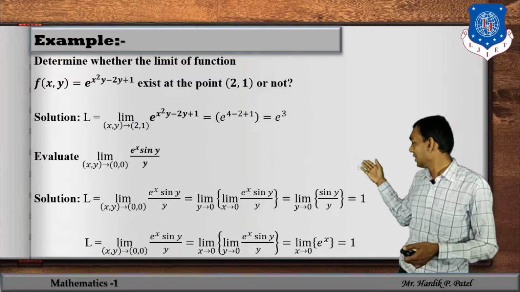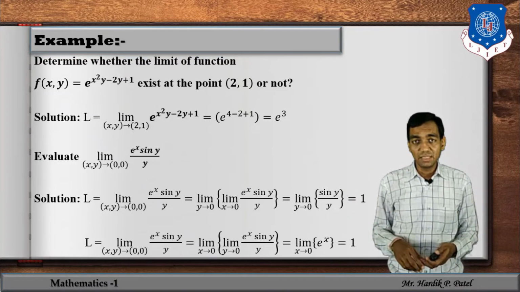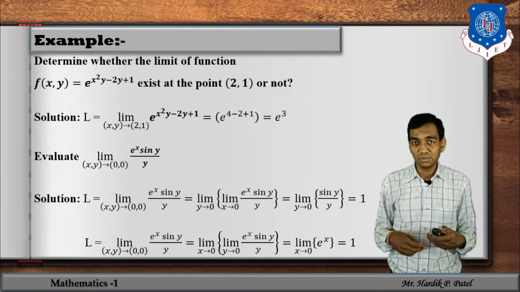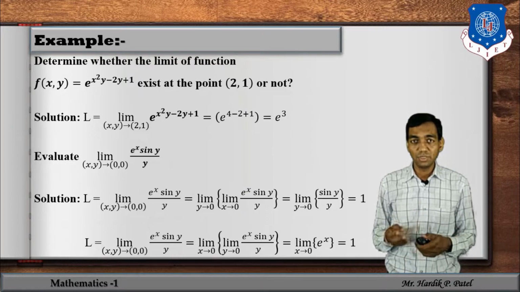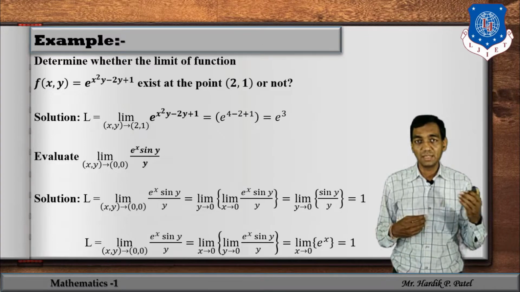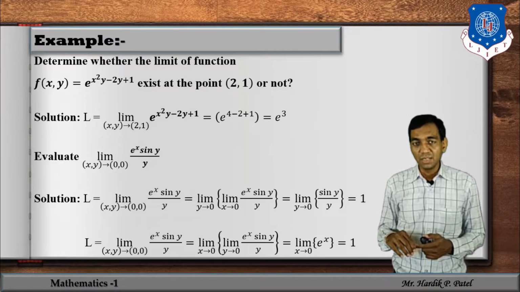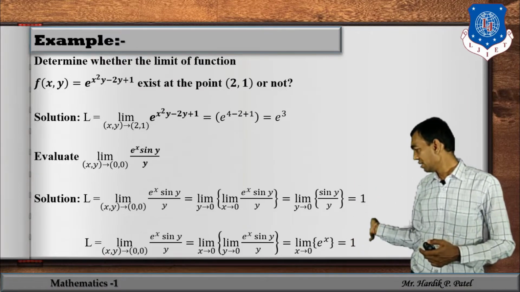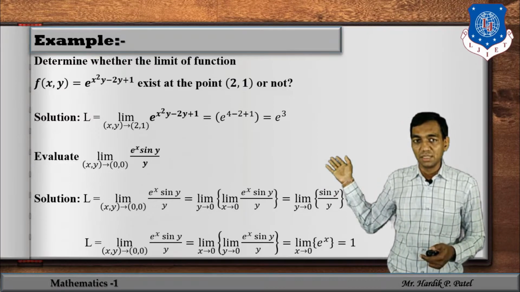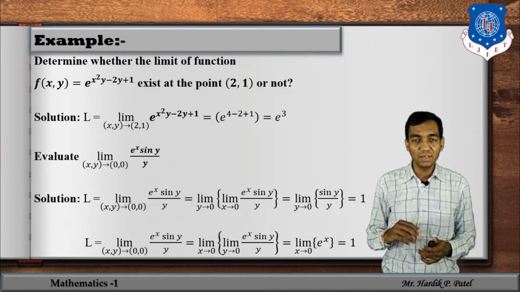But in the case of the second example, limit (x, y) tends to (0, 0) of e^x times sin y upon y. In this case, if you put in the values, then e^0 is 1, but sin 0 has the value 0 divided by 0, so the 0/0 form is there. So we are going to apply the iterated limit. That means first limit x tends to 0, then secondly limit y tends to 0, and vice versa, first limit y tends to 0, secondly limit x tends to 0. So in the first case, limit y tends to 0, limit x tends to 0, of e^x times sin y upon y.